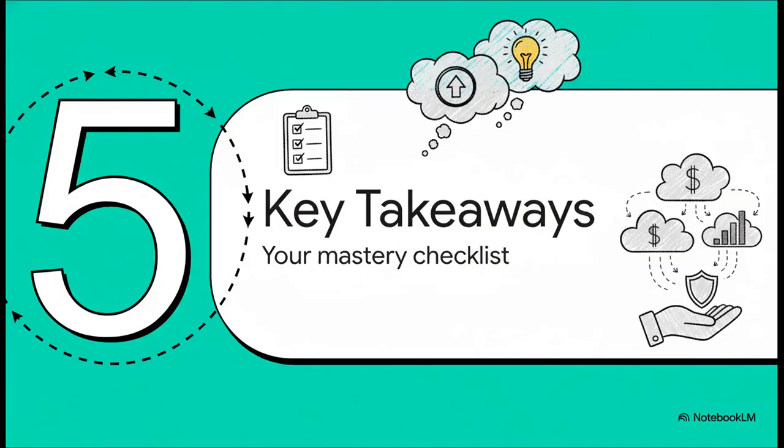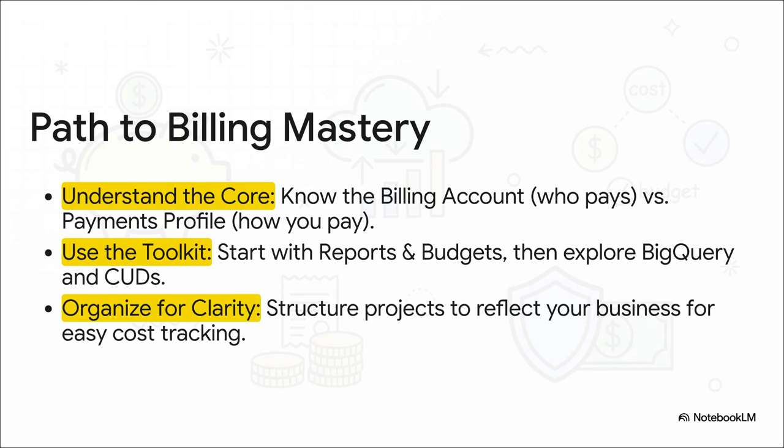Woof! Okay, we have covered a lot of ground. So let's boil this all down into a few key takeaways you can start using right away. Here's your cheat sheet. Number 1, burn this into your brain. A billing account is who pays, a payments profile is how you pay. Got it? Good. Second, use the toolkit. Seriously, if you do nothing else after this, go set up a budget and an alert.